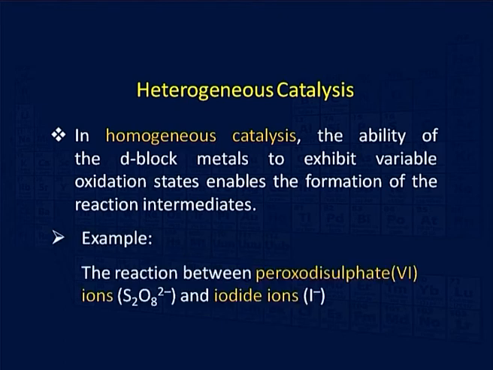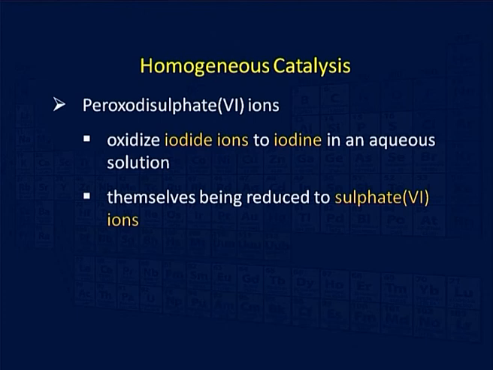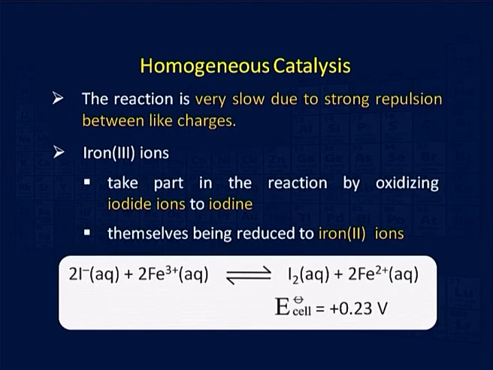One example of this type of catalysis is provided by the reaction between peroxodisulfate ion and iodide ion. The peroxodisulfate ion oxidizes the iodide ion to iodine in aqueous solution and is itself reduced to the sulfate ion. So this is the reaction between iodide and peroxodisulfate to produce sulfate and iodine. The reaction is very slow, and this is due to the strong repulsion between like charges.